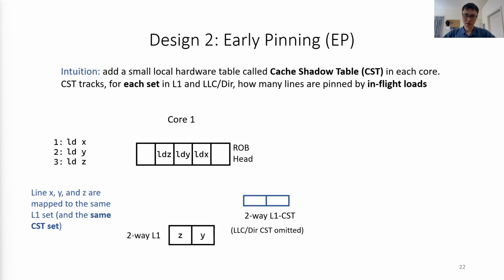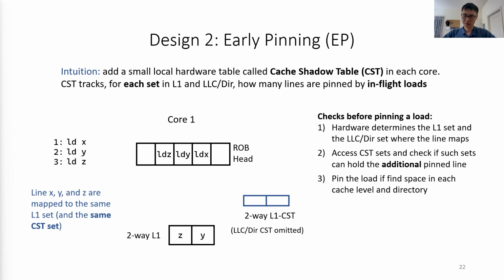Before we try to pin a load, the hardware first determines the L1 set and LLC directory set where the line maps. Then it accesses CST sets and checks if they can hold the additional pinned line. If it can find space in each cache level and directory, it can pin the line. In this example, the hardware checks L1 CST, finds that it can hold line X, so LDX is pinned.